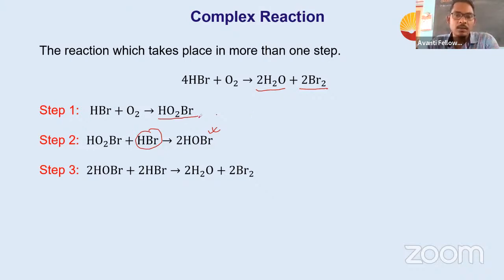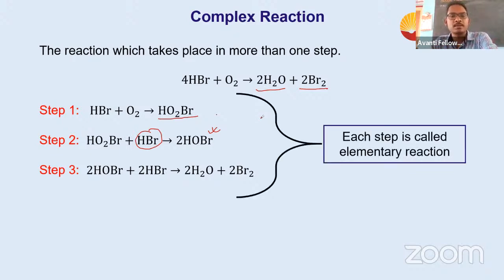Any reaction which consists of more than one elementary reaction is called a complex reaction. This is our complex reaction, and I told you each step is an elementary reaction.